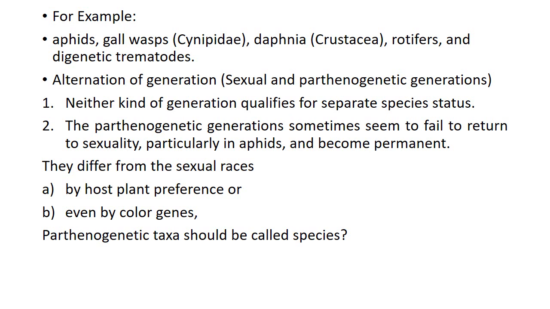In some groups of animals, particularly aphids, gall wasps, Daphnia, rotifers, and digenetic trematodes, a regular alternation of generations between sexual and parthenogenetic generations occurs. In such cases, neither kind of generation qualifies for separate species status, as nomenclatural recognition is not given to temporary clones. However, the parthenogenetic generations sometimes fail to return to sexuality, particularly in aphids, and become permanent. When they differ from the sexual races by host plant preference or even by color genes, the suggestion that these parthenogenetic taxa should be called species deserves serious consideration.